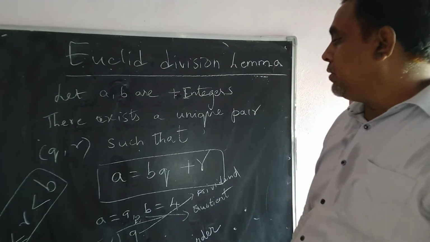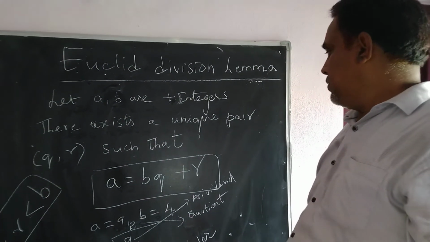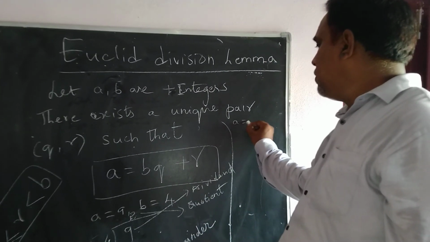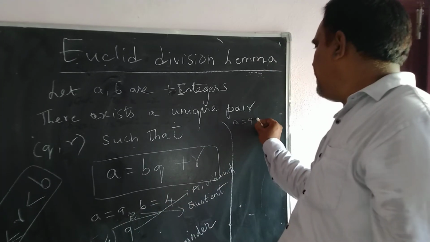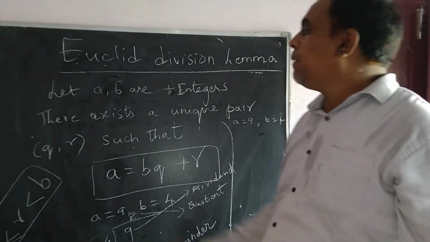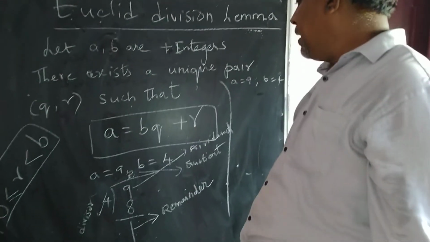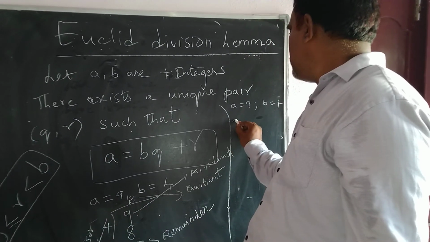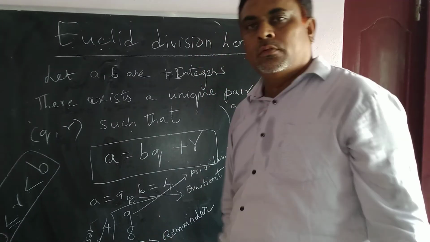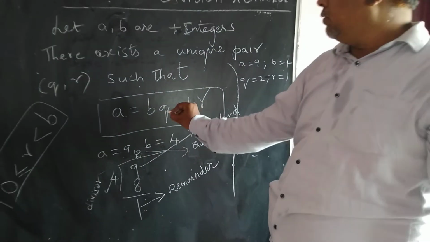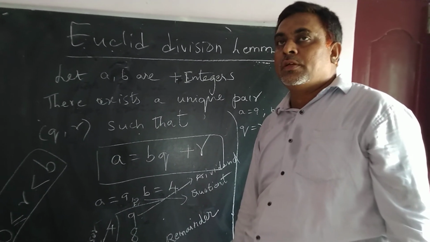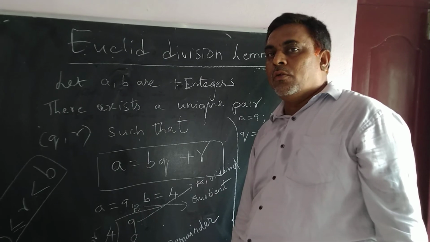Let us substitute these values in the given equation. A is equal to 9 as we have already taken, and B is equal to 4, and the unique pair Q and R. What are Q and R? Q is 2 and R is equal to 1, as we got here. We have to check whether the left side of the equation is equal to the right side or not.